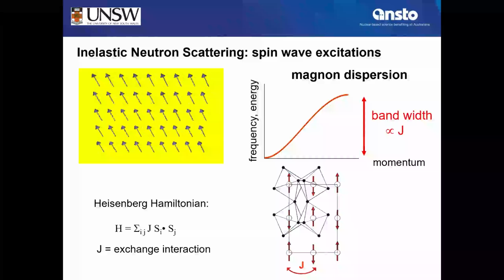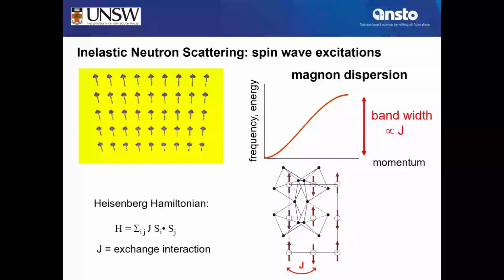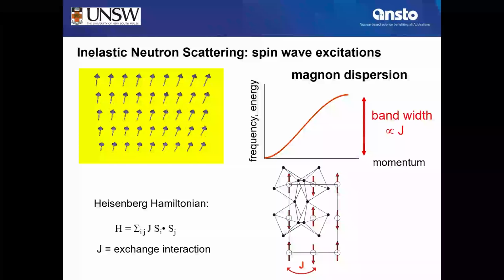Instead of spin wave excitation, you also hear the keyword magnon. Neutrons here are also unique because we can determine the entire magnon dispersion relation in K space. And that allows us directly to determine the strength of the magnetic exchange interaction.